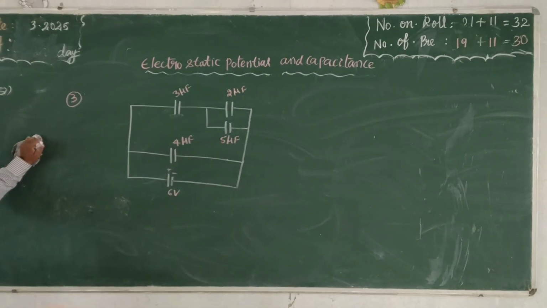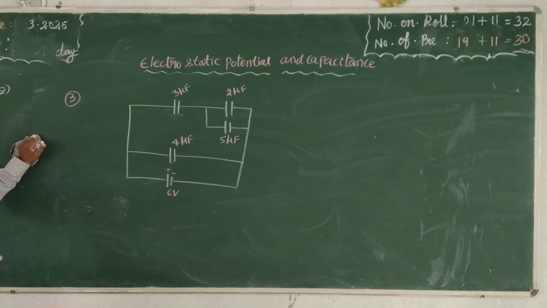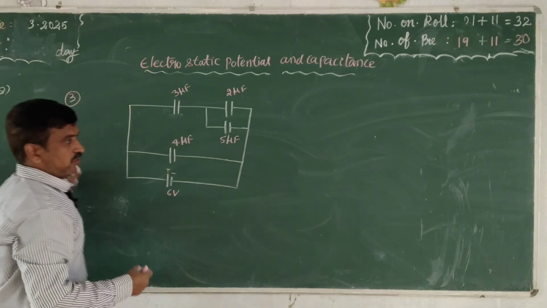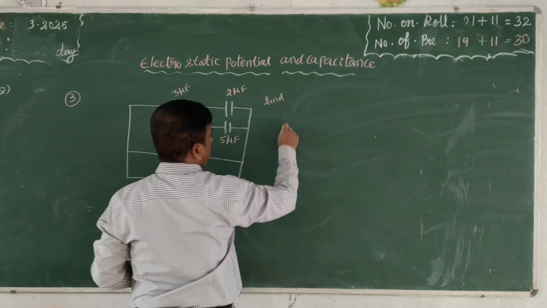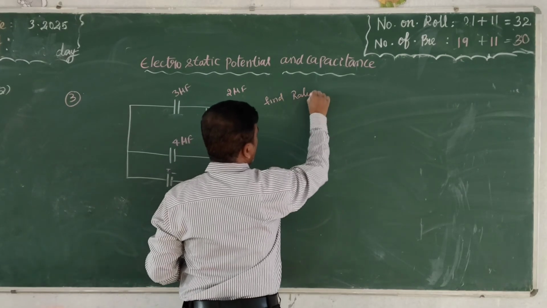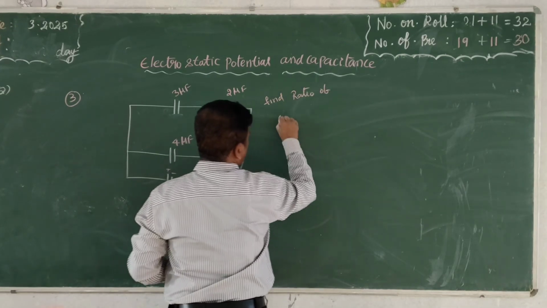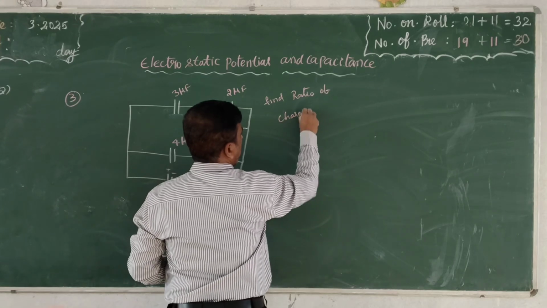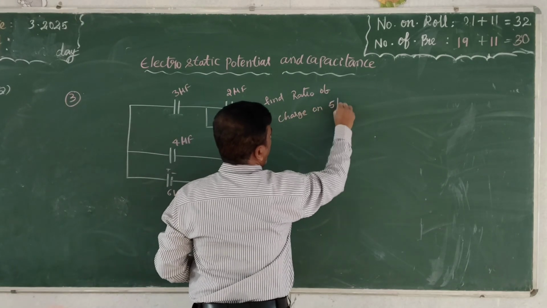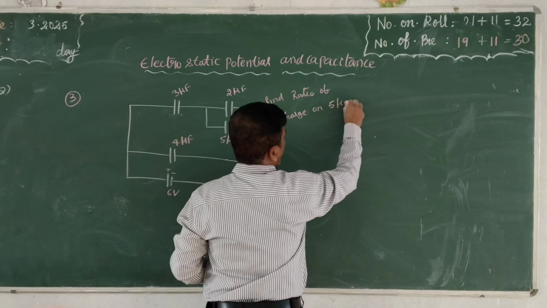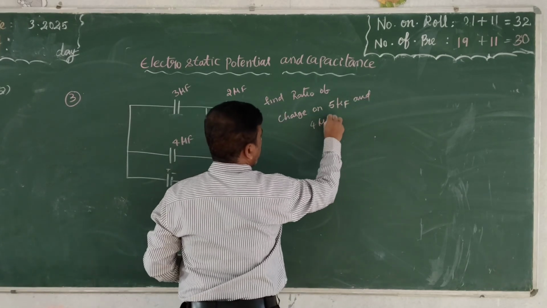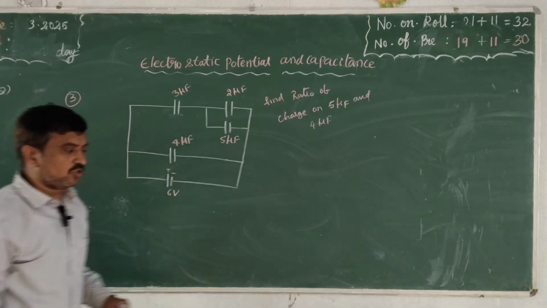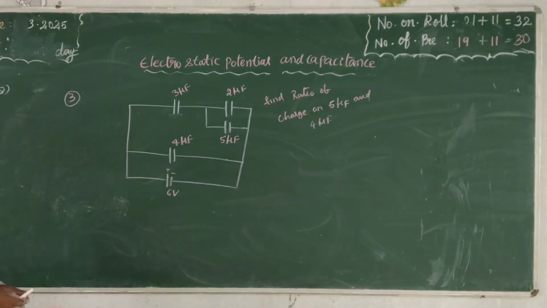First, we find which one is series and which one is parallel. For this problem, we want to find the ratio of the charge on 5 microfarads and 4 microfarads. So what is the charge on the 5 microfarad capacitor, and what is the charge on the 4 microfarad capacitor? That ratio we want to find out.